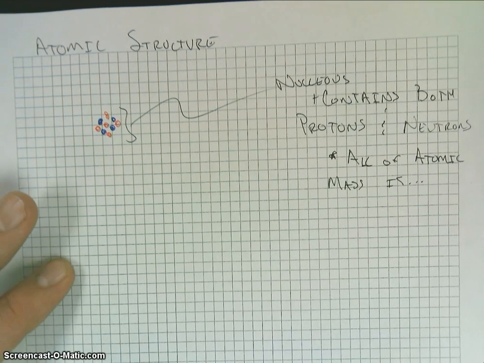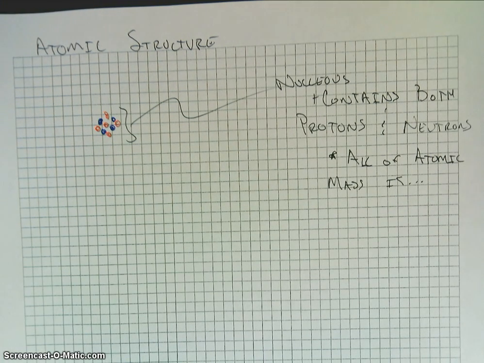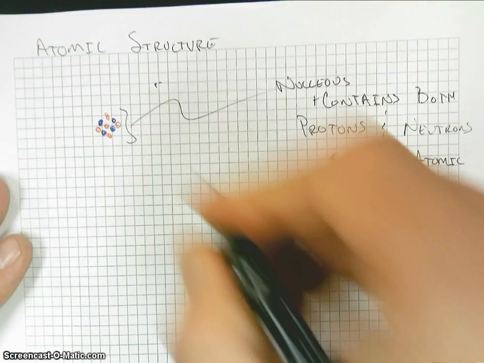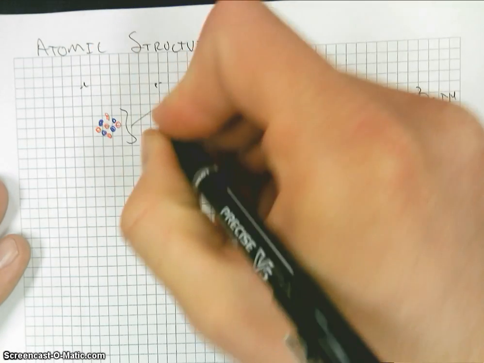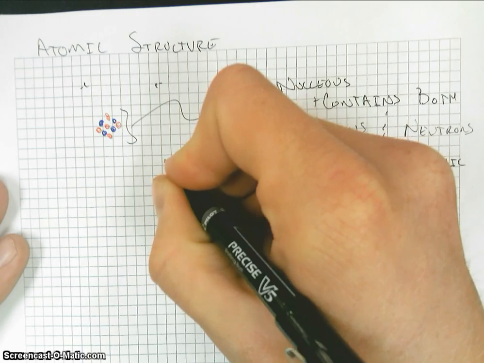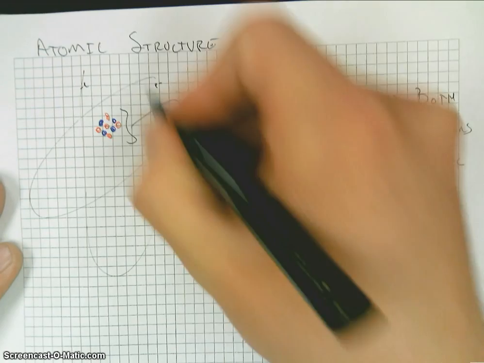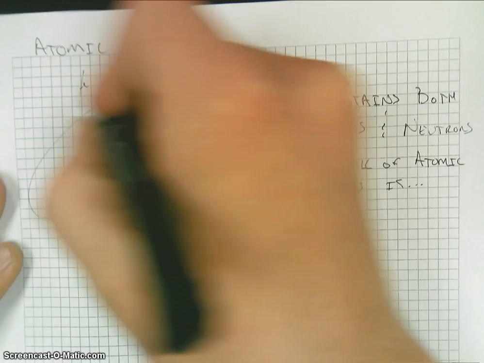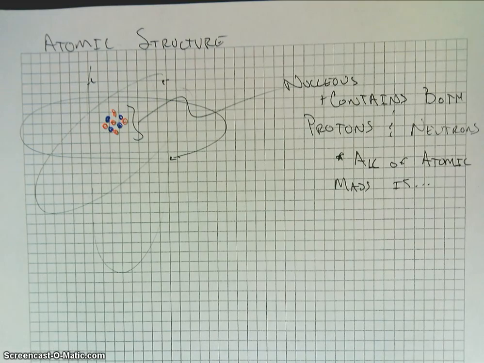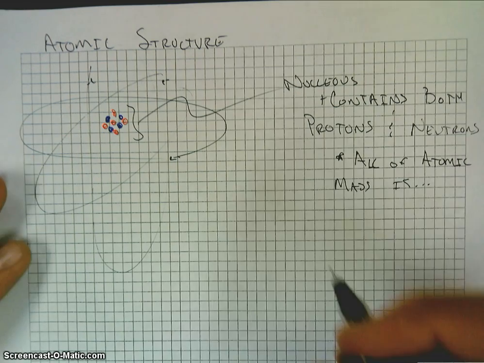Now again, we know that that's not true because there are these other particles in there that are called electrons. And so these electrons, these small little particles here, we use the symbol e negative to show those. These things are buzzing around the atom in what we call orbitals. Again, the video that you guys just watched shows that.